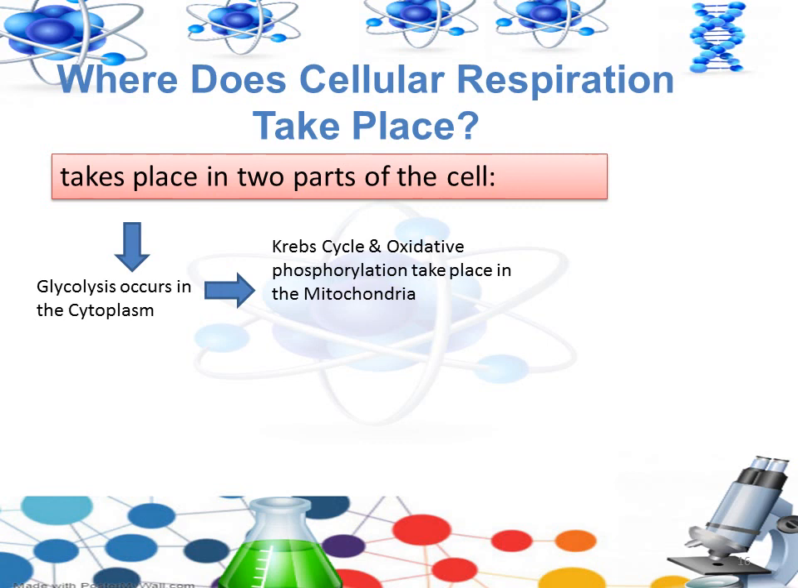And where does cellular respiration take place? Okay, the cellular respiration takes place in two parts of the cell, as I said before, which is glycolysis happens in the cytoplasm, and the Krebs cycle and oxidative phosphorylation happen in the mitochondria.